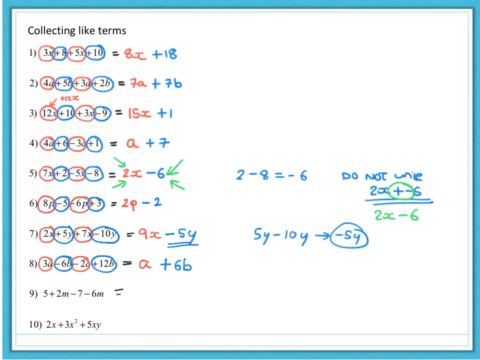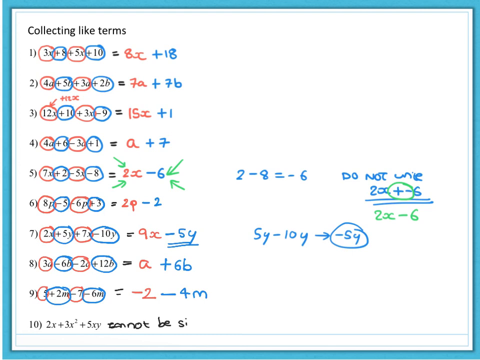Question 9, we have a positive 5 at the start, being combined with a negative 7. We then have a positive 2m being combined with a negative 6m. 5 minus 7 gives me negative 2. And then the blue parts, 2m minus 6m gives me a negative 4m. Do not write plus minus 4m, just write the minus 4m, because that's what 2m and minus 6m combine to give us. Number 10, cannot be simplified.